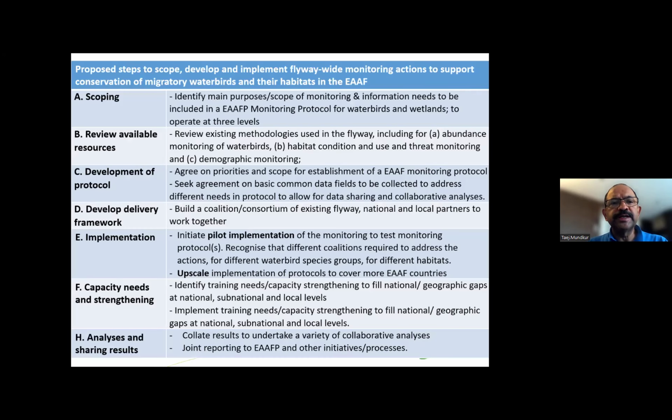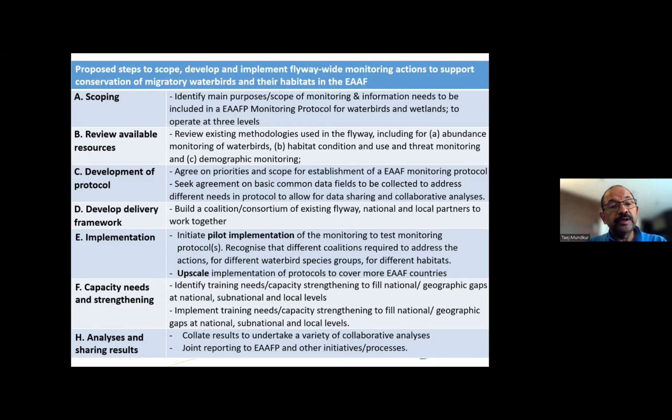I won't go into the details of this, but we've been trying to sketch what such protocol development might look like, starting from scoping, looking at the available methodologies, identifying the gaps, identifying the needs, and then looking at how we can develop a protocol together. For this, importantly, we need a delivery mechanism, and that's the partnership, a coalition of partners across the flyway. Looking perhaps at implementation starting with a suite of sites across the flyway to pilot this approach, and then to upscale it across the flyway.